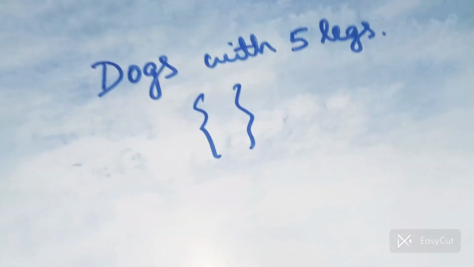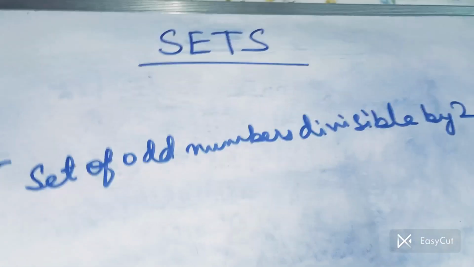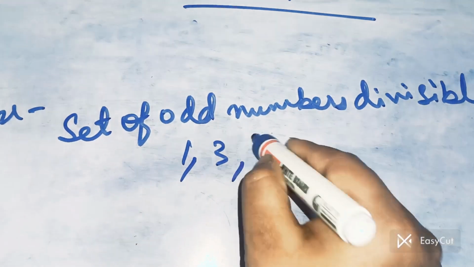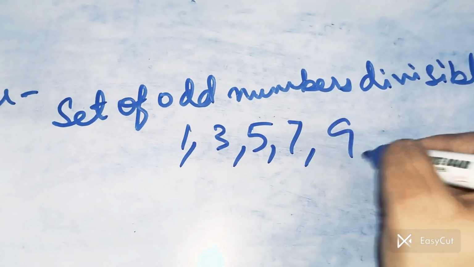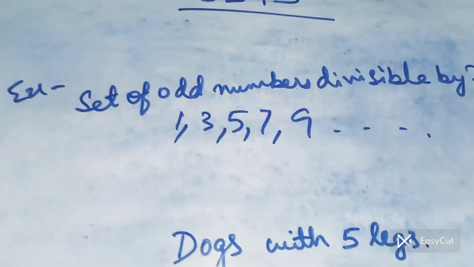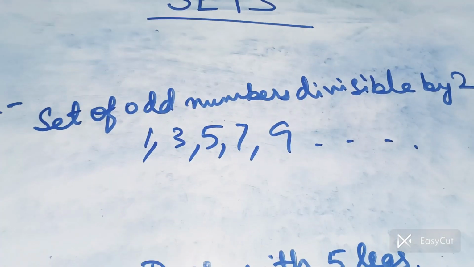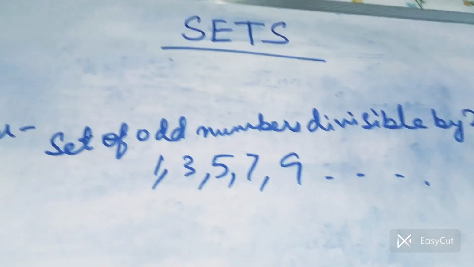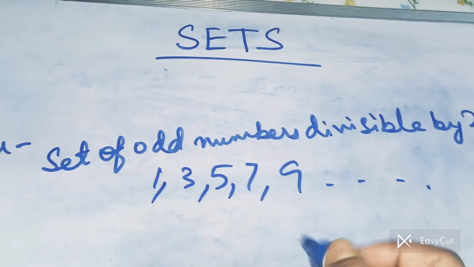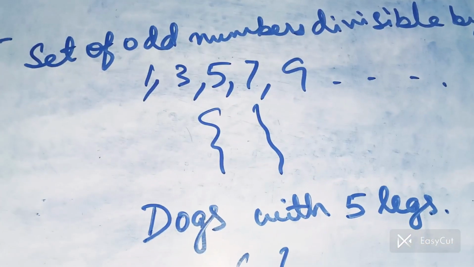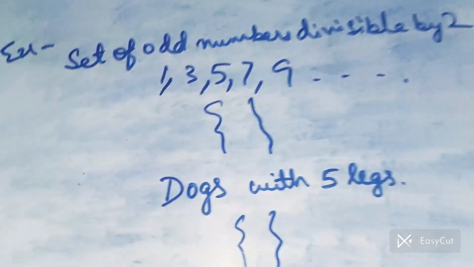Or you can say the set of odd numbers divisible by 2. Odd numbers means 1, 3, 5, 7, 9. If you check whether any odd number is divisible by 2, you will see that no odd number is divisible by 2. So the set of odd numbers divisible by 2 will again be an empty set, when there is no element.